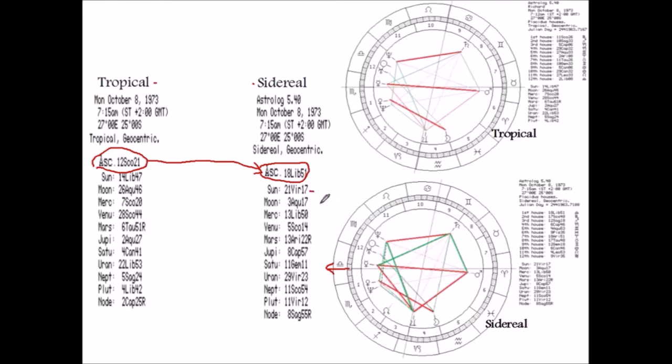You can see also there that the sun has now shifted from Libra in the Western chart to Virgo in the Vedic chart. The moon, because the moon was at 26 degrees Aquarius in the Western system, remains in Aquarius in both systems, because when we subtract the 23 degrees, we stay in Aquarius. Mercury shifts from Scorpio to Libra. Venus, which is at 28 degrees Scorpio in the Western chart, therefore remains in Scorpio. And so on.